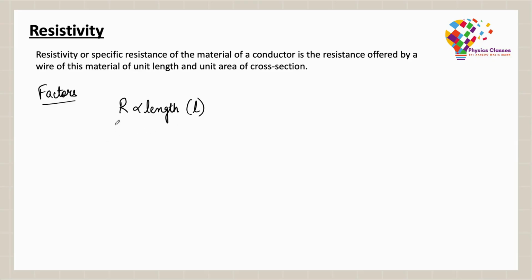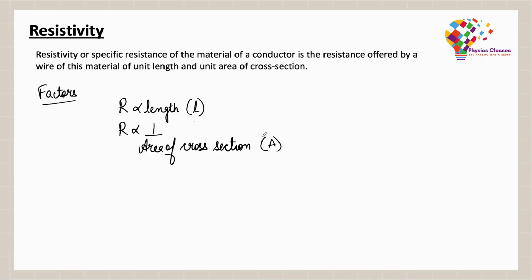Also, resistance is inversely proportional to the area of cross section. Why is it inversely proportional to the area of cross section? Because the thinner the wire, the more is the possibility to collide. The thicker the wire, because there is more space available, the probability to collide decreases, and hence the resistance decreases. So the greater the area of cross section, the lesser would be the resistance.